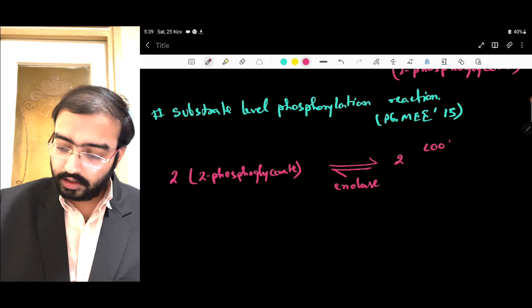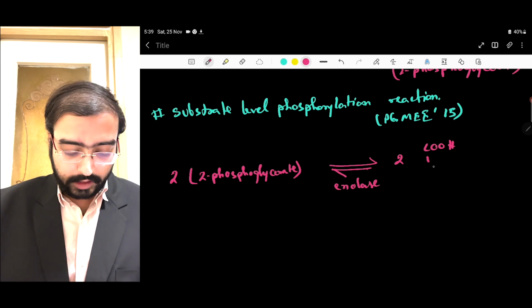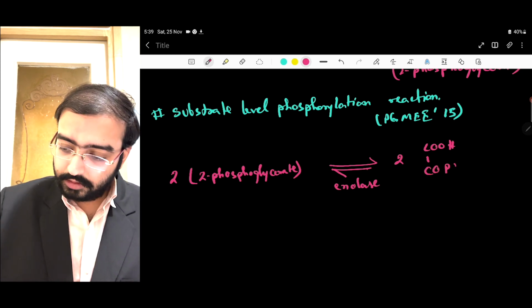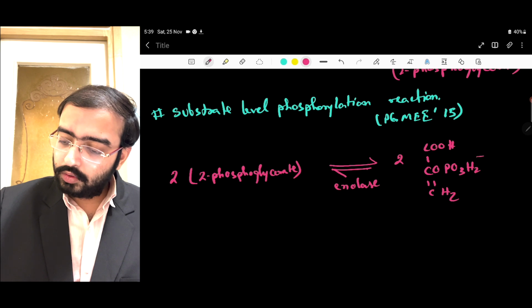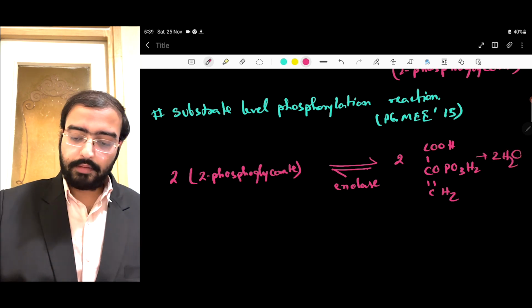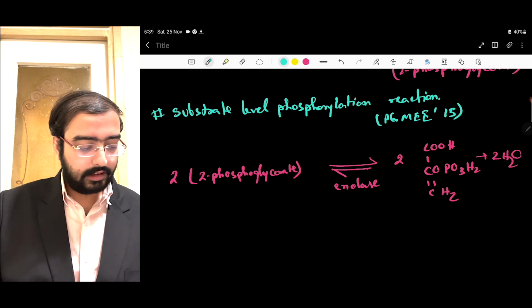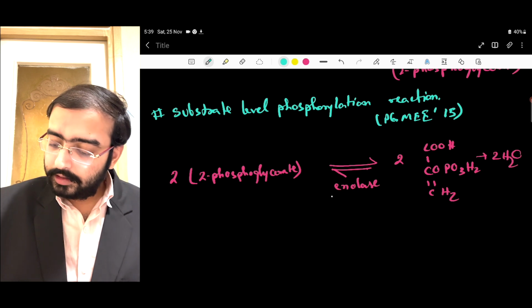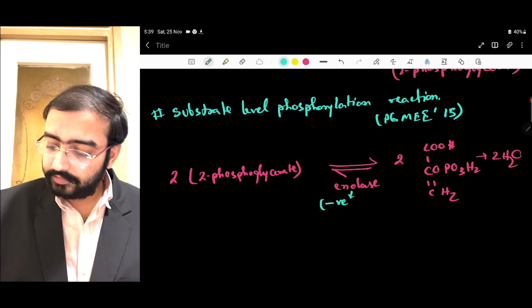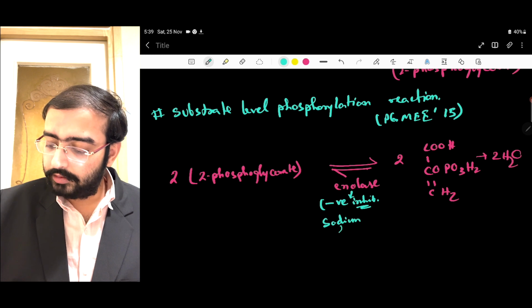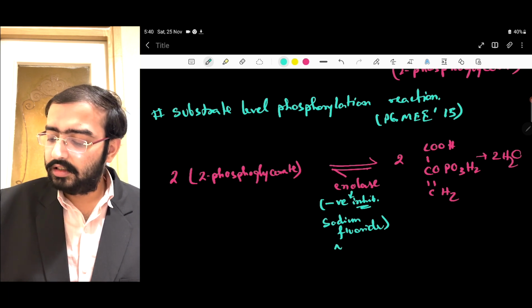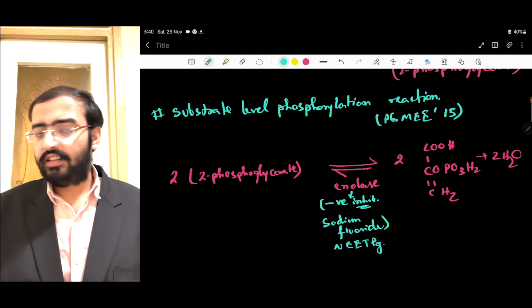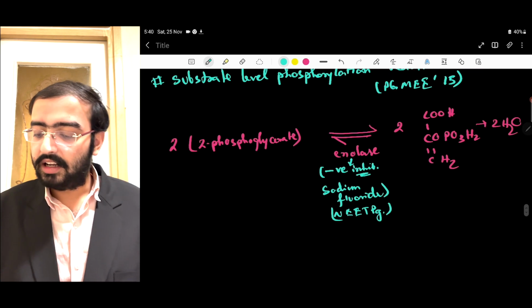Now the next reaction is by the enzyme enolase, a reversible reaction, and we get two molecules of phosphoenol pyruvate. So you see, we are getting to the structure of pyruvic acid, with a double bond CH2, and two molecules of water are generated. An important point to be mentioned here: the enzyme enolase is inhibited by sodium fluoride. Again, this has been asked in NEET PG in recent years. I don't remember the exact year now.